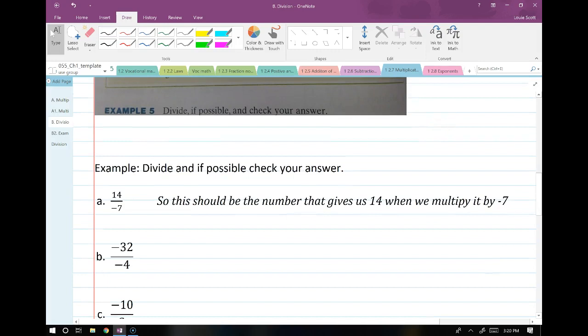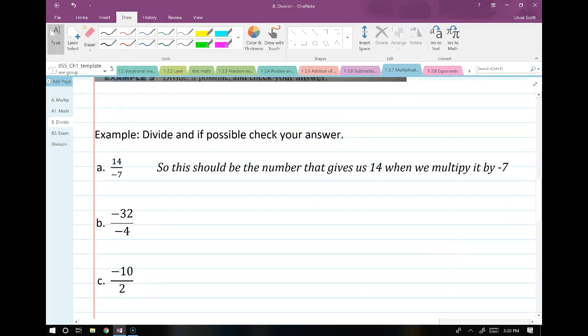In some of these, they ask us to complete this division and check our answer. With this first example, 14 over negative 7, they want us to give the number that when multiplied by negative 7 gives us 14. I know it's pretty wordy for fractions. You don't actually have to think about all this stuff in this way, but it helps for the concept sometimes.